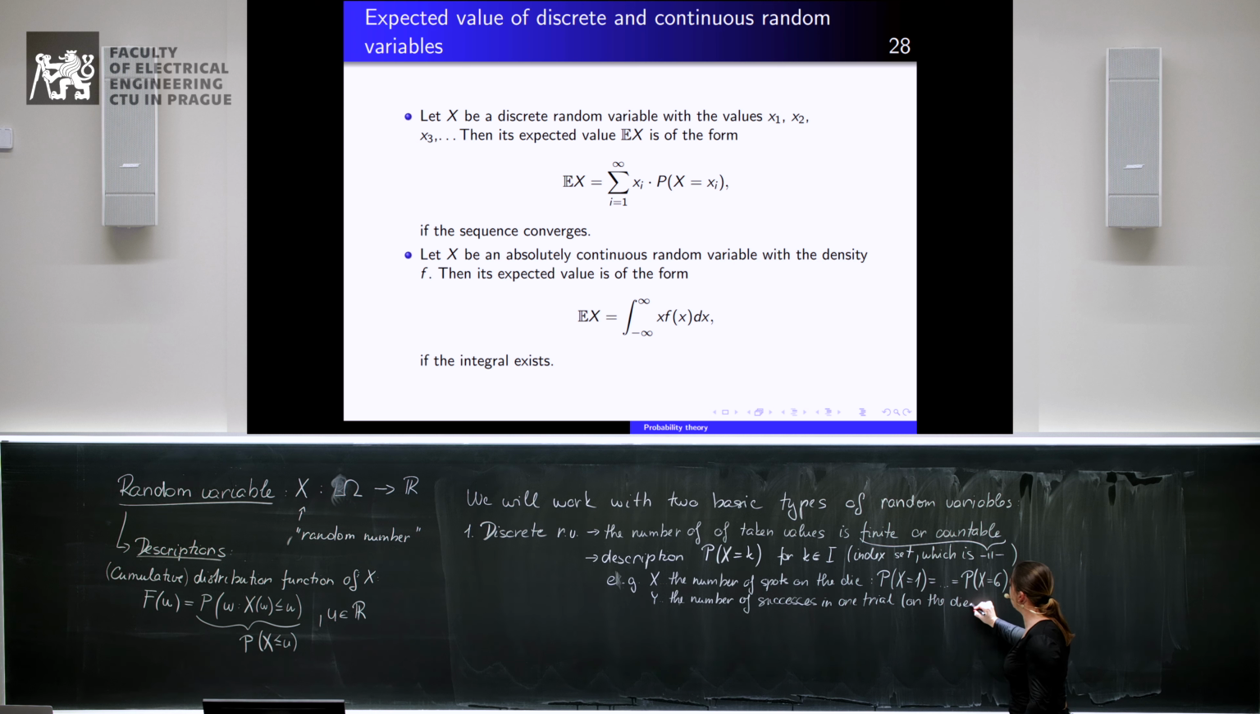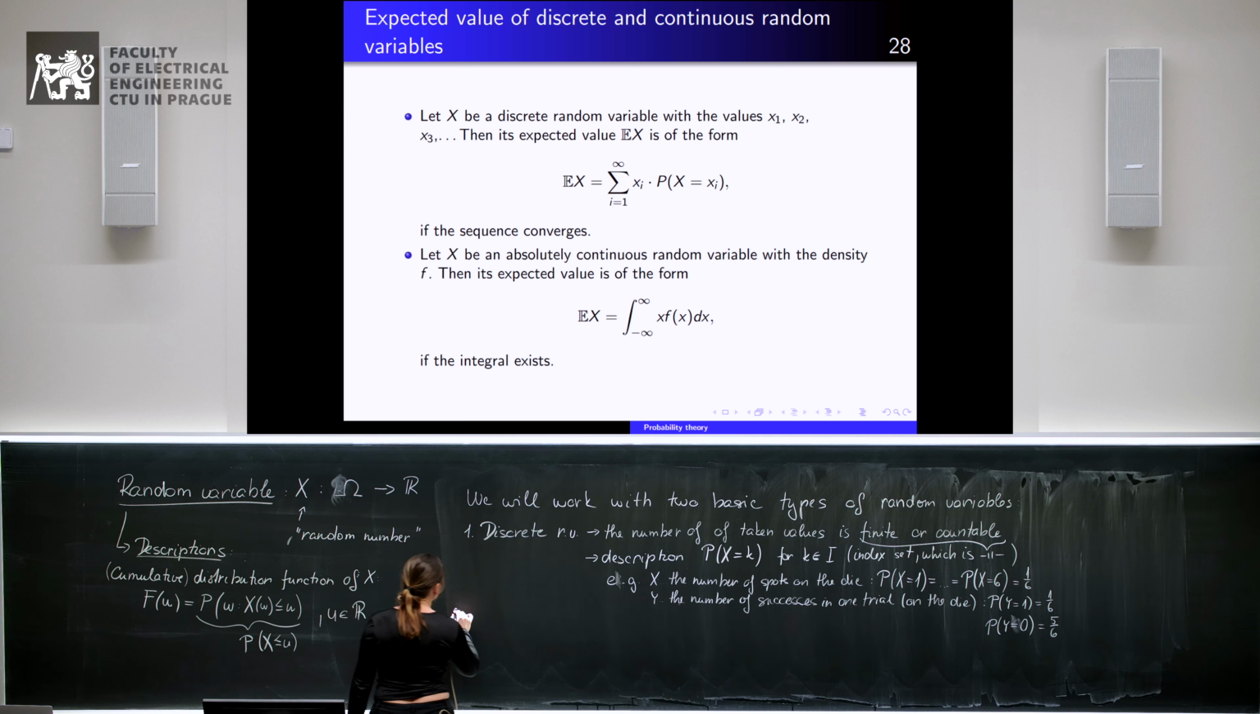I mean still the trial on the die, so 6 spots mean success and less than 6 spots mean failure. Then the probability of success, the probability of having 6 spots on the die, is equal to 1/6, and the probability that there occurs the failure, so it means that the number of spots on the die is less than 6, is 5/6.